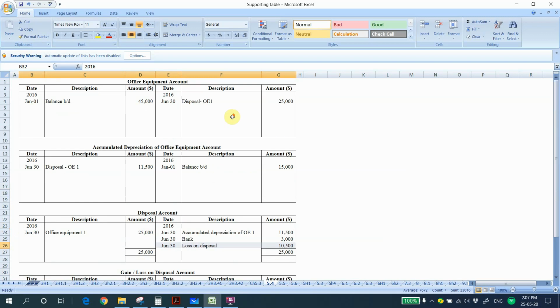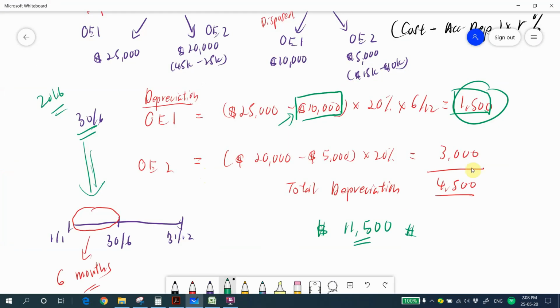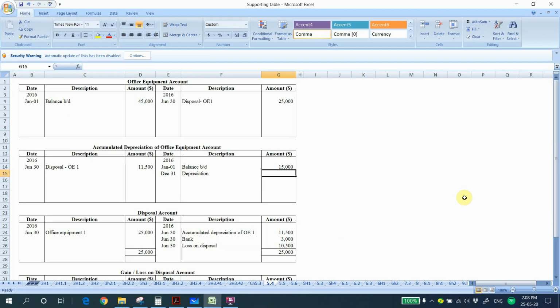Next is year end. We do the closing. But before that, let's recognize what is the accumulated depreciation during the year. 31st December. Our depreciation is how much? Look at the working. The total depreciation is 4,500.